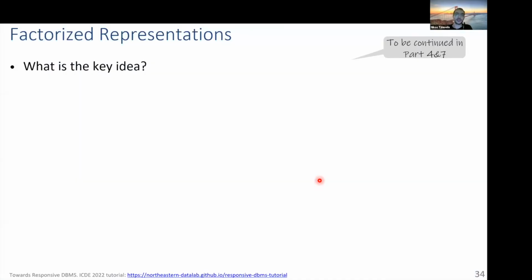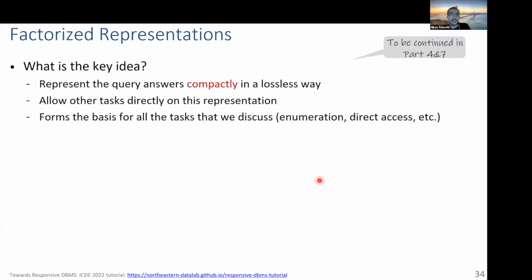The first one is factorized representations. So what is the key idea? The idea is to represent the answers of the query in a very compact way that is also lossless, and it allows the other tasks, the tasks that we are interested in, to be done directly on this representation. These representations essentially form the basis for everything that we discuss in this tutorial, such as enumeration, direct access, and all the other tasks. Where does the name factorized come from?